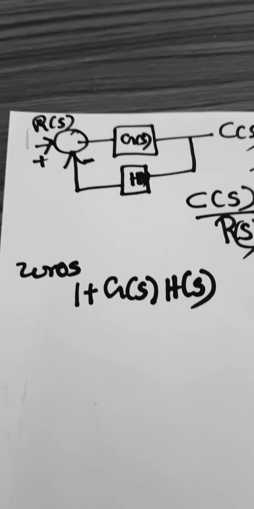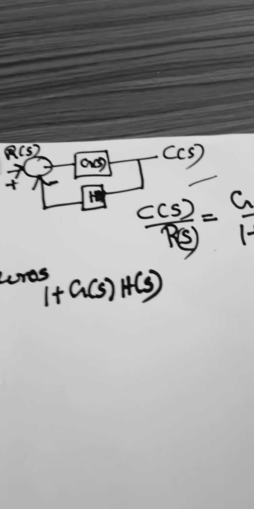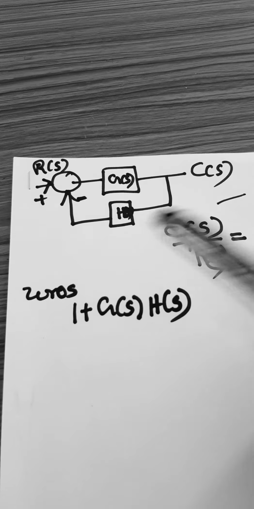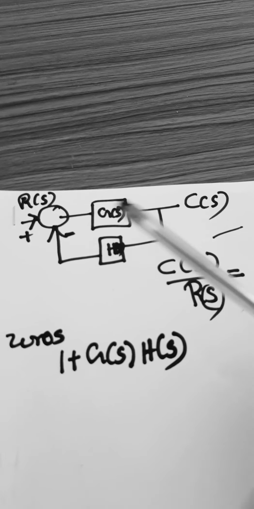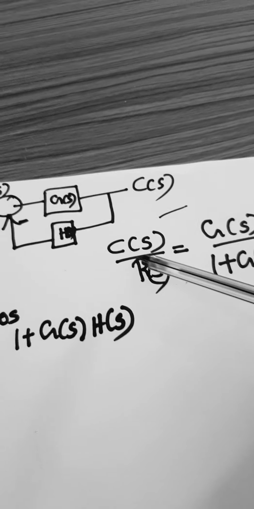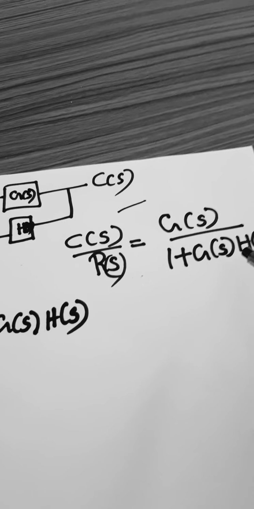The continuation of the previous video. So here this is a closed loop control system. As you can see, a closed loop control system. Now the closed loop transfer function C of s divided by R of s is equal to G of s divided by 1 plus G of s into H of s.